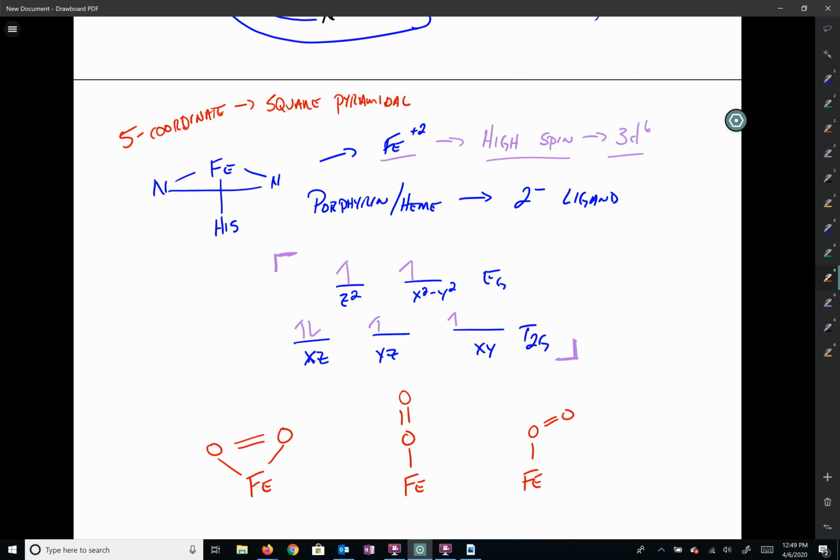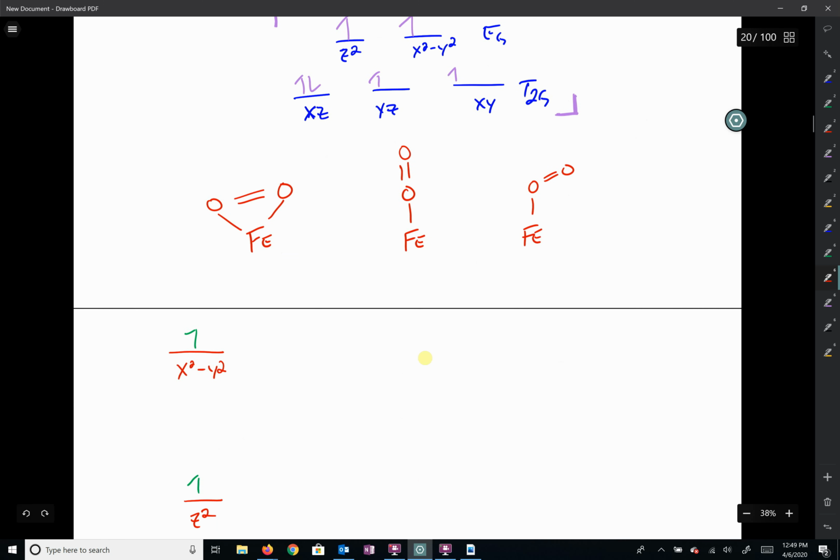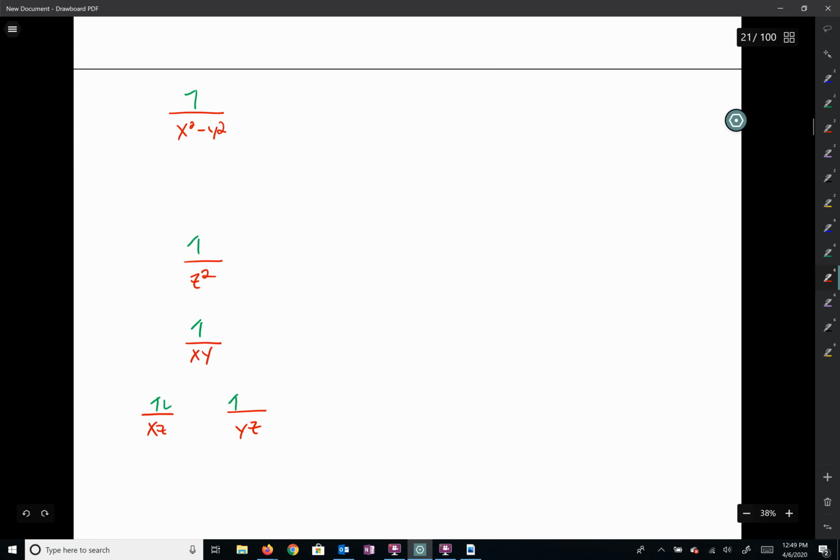And it makes logical sense. We're going to have a lot of bonding in the xy plane, so the x squared minus y squared and the dz squared orbitals are going to have significant bonding. They're going to get pushed up because those are going to be our anti-bonding. The xy is going to have a little bit, and the xz and the yz are not going to have that much.